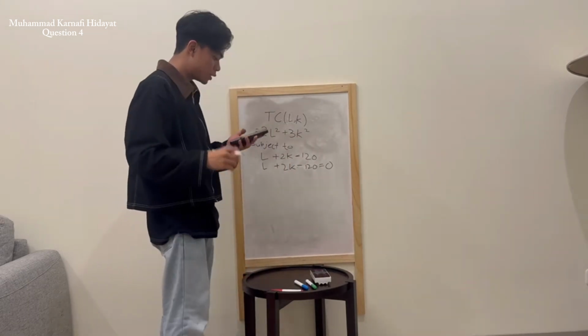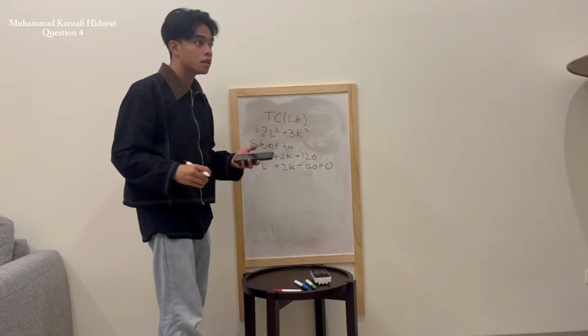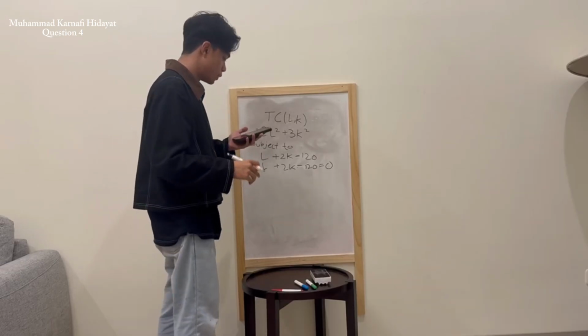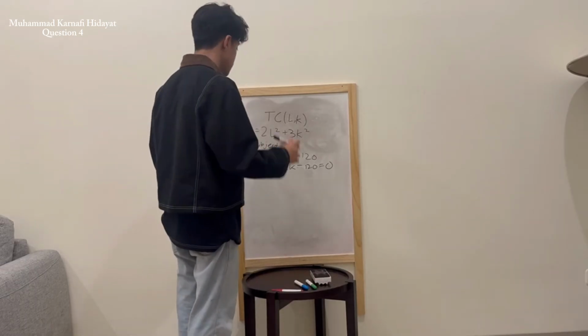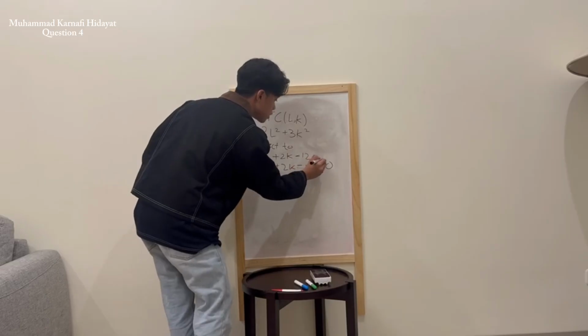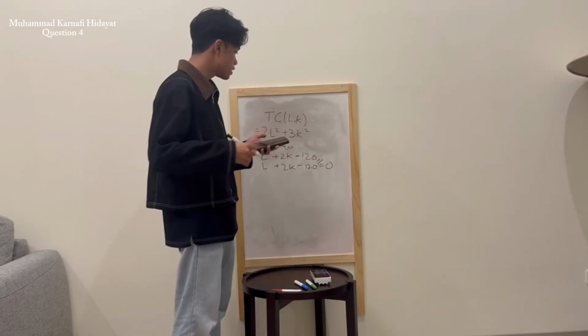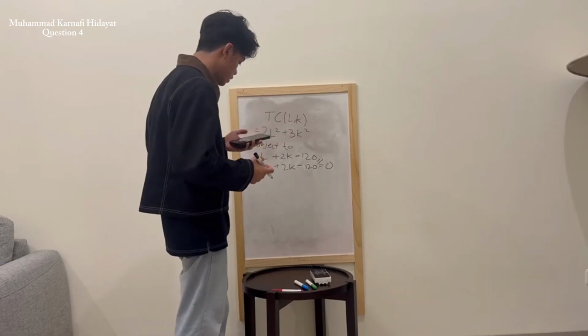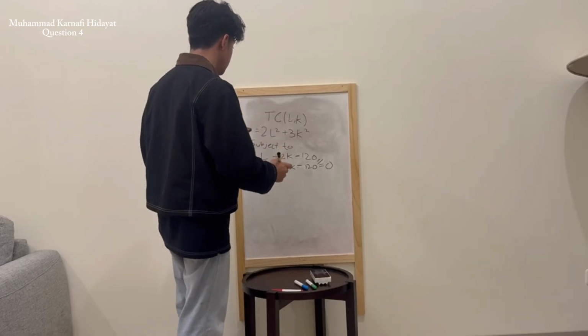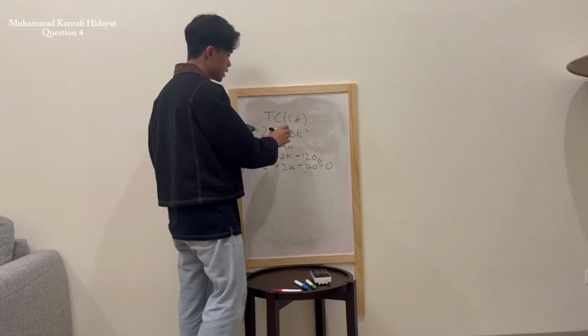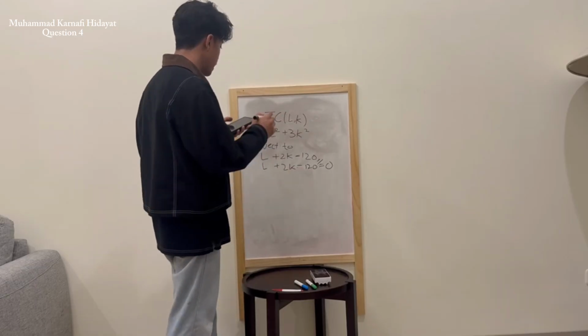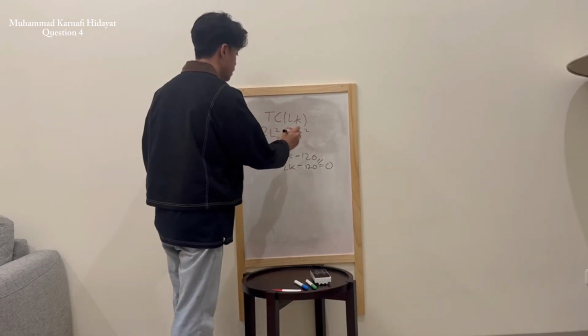So in this problem, it asks to minimize production costs. The factory must produce exactly 120 products. That's our constraint. And the cost function is 2L squared plus 3K squared, where L is for labor and K is for capital.